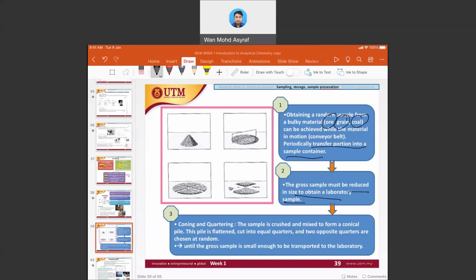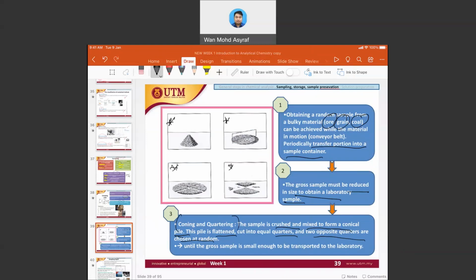Okay, how do we do that? It is called the cone and quartering method. Okay, so the gross sample that has been obtained, we crush and mix to form a conical pile. This first one. The pile is then flattened, this one, the second picture, and cut into equal quarters. And two opposite quarters are chosen at random. The third one and the fourth one. Until the gross sample is small enough to be transported to the laboratory.